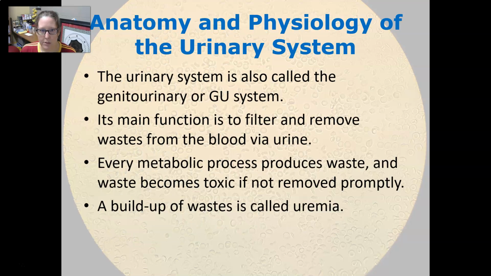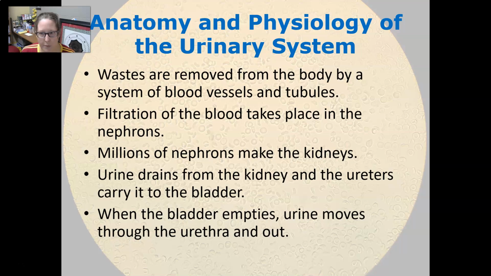So let's start with the anatomy. The urinary system is also called the genitourinary system or GU system. Its main function is to filter and remove waste from the blood via urine. Every metabolic process produces waste, and waste will become toxic if it is not removed promptly. A buildup of the waste from metabolism is called uremia.